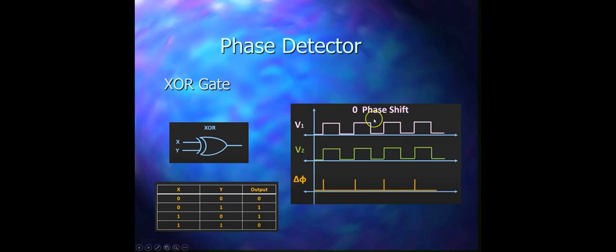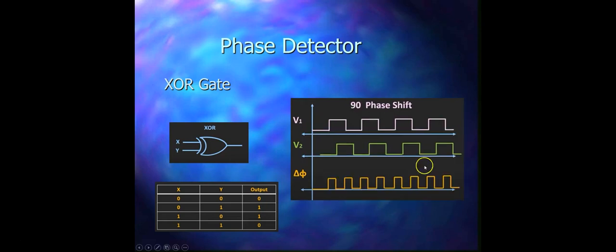Now let's say at 0 phase shift, when V1 and V2 are given, which means they are identical to each other, then we know that the output phase difference should be 0. But actually if you look here, you will find that some spikes can be seen at the transitions. So if we take the average of this phase difference signal, then it will come out to be approximately equal to 0.